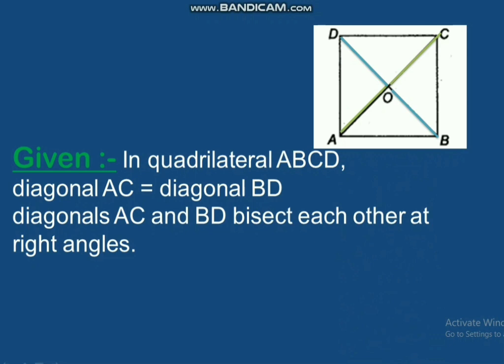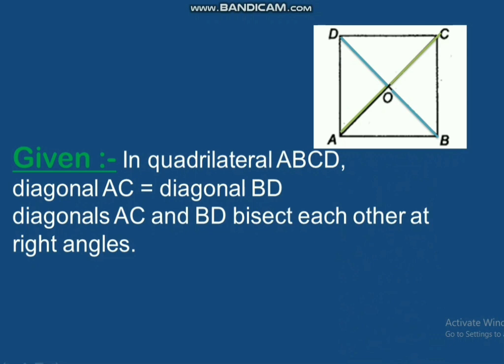Before starting the proof, I would like to point out that if the diagonals of a quadrilateral bisect each other, then that quadrilateral would be a parallelogram. So here we could say that ABCD is a parallelogram. So we are going to start our proof by considering ABCD as a parallelogram.